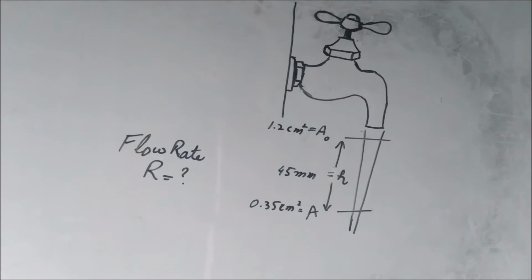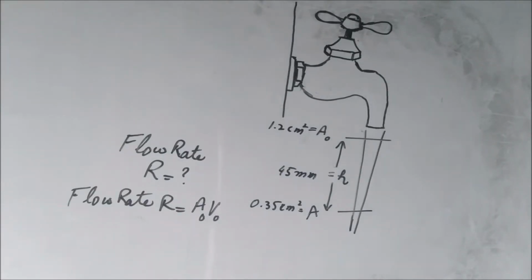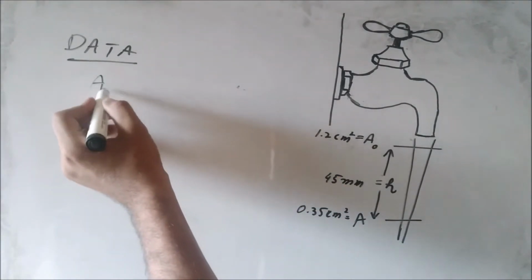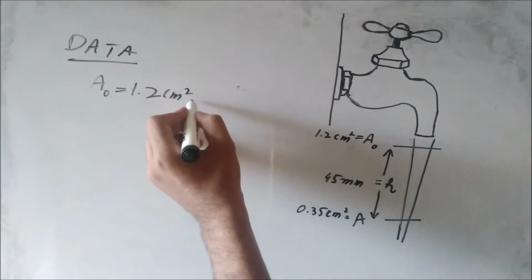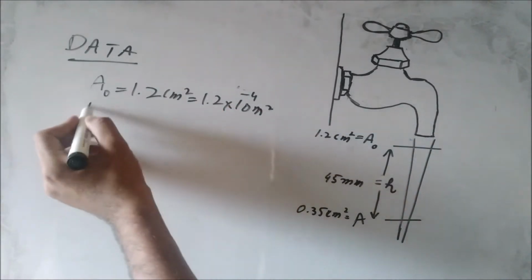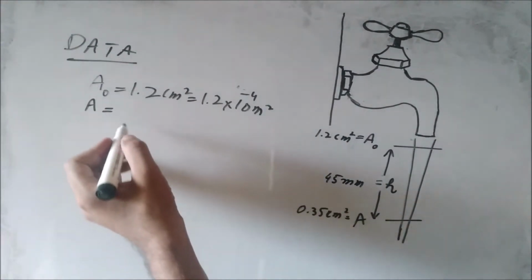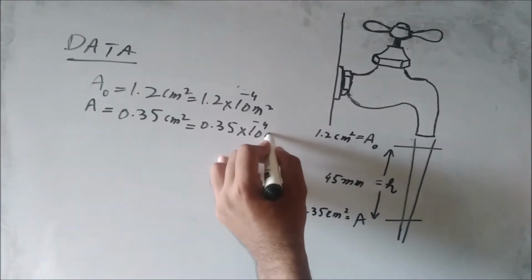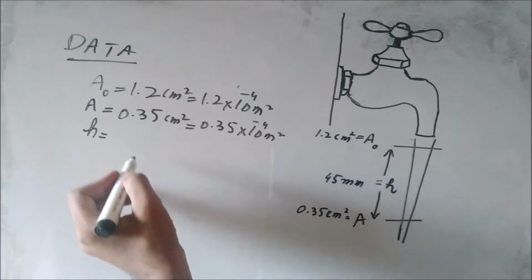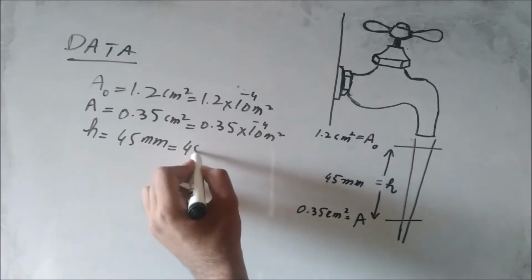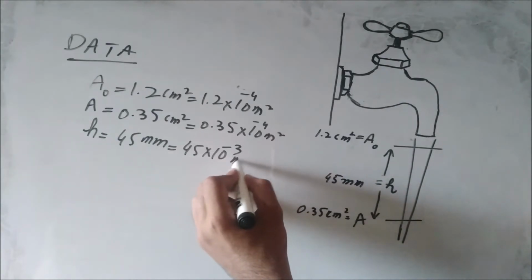So to find the flow rate of water from the tap, we will use the formula R equals A naught V naught. In the given data, we have the area A naught at the upper end, which is 1.2 centimeter square. Converting into meter square, it will be 1.2 × 10 power minus 4 meter square. The lower cross-sectional area, that is 0.35 centimeter square, will be 0.35 × 10 power minus 4 meter square, while the height between the two areas A naught and A, that is 45 millimeters, will be 45 × 10 power minus 3 meter.